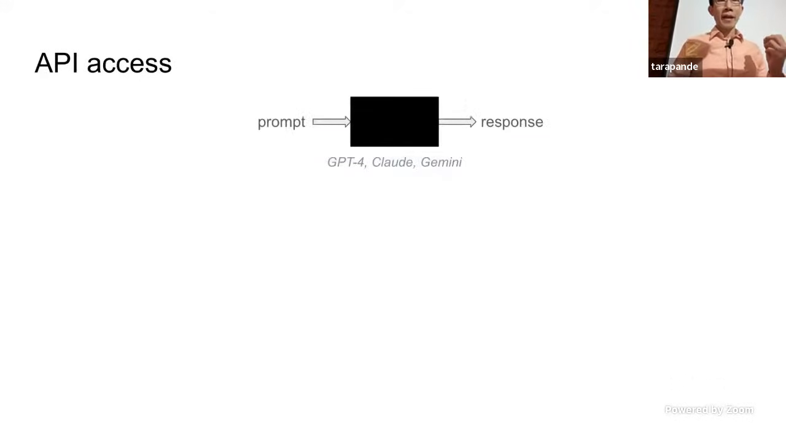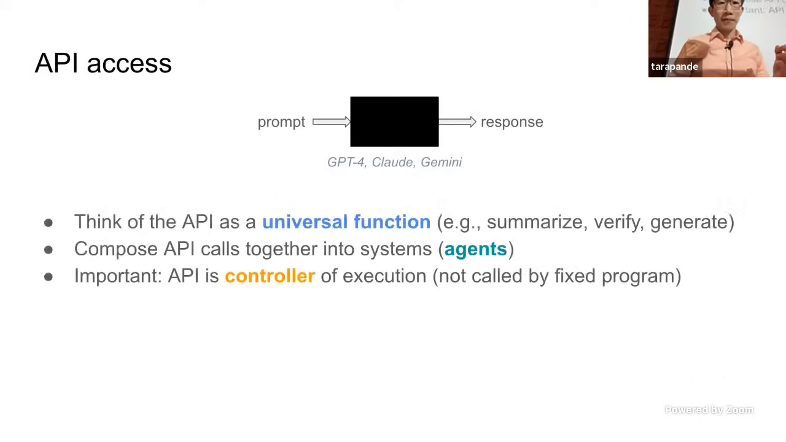If you think about an API model, I wanted you to think about it as what I call, quote unquote, a universal function. It's a function such that if you give a prompt with a natural language instruction, that function can do a lot of different things. It can summarize, it can verify things, it can generate. And that's the power of these foundation models, that they're so general purpose.